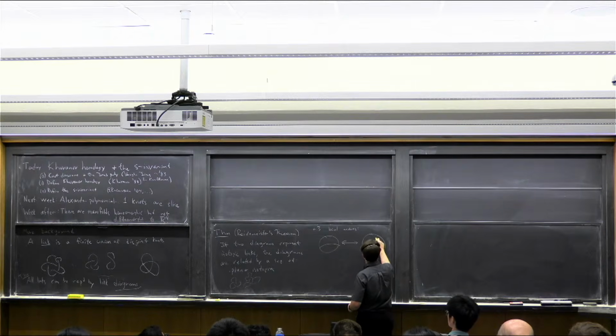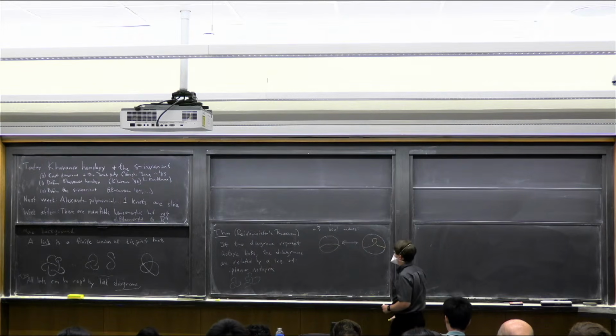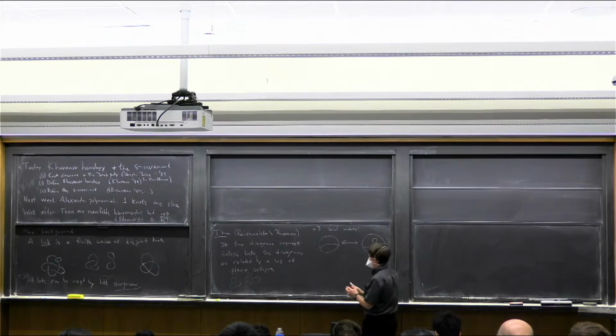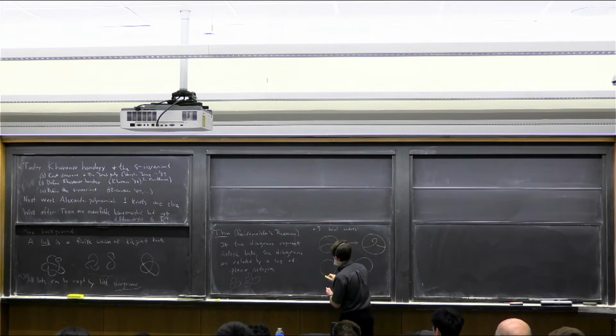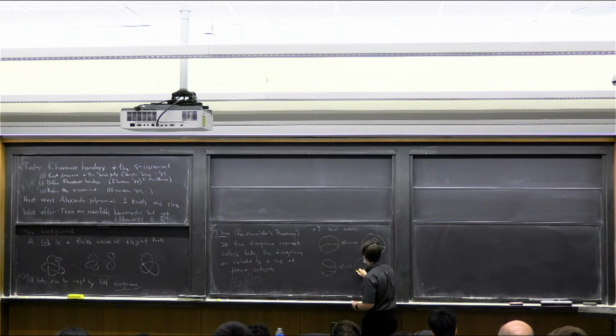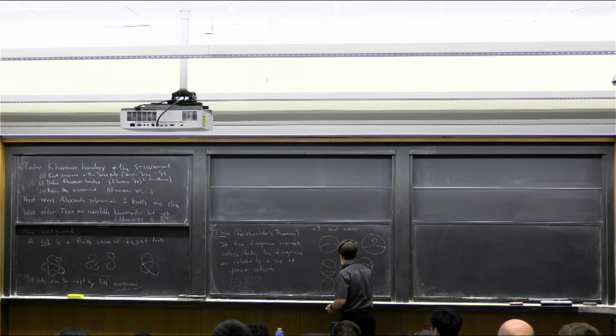So you can introduce a twist or remove a twist like that. You can introduce a cross of one strand over another. So, or the third one is you can bring a strand over or under a crossing. So let's see.